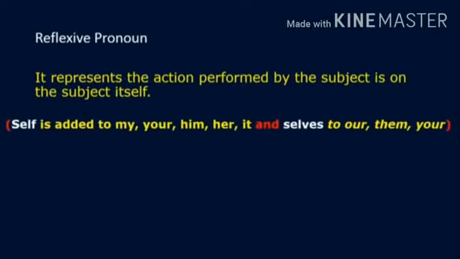When the subject does something, and if that work is reflected on the subject itself, it is called the reflexive pronoun. To make the reflexive pronoun, we need to add self for the singulars and selves for the plurals. If we add self to my, it becomes myself. If we add self to your, it becomes yourself. If we add self to him, it becomes himself. If we add self to her, it becomes herself. If we add self to it, it becomes itself. If we add selves to our, it becomes ourselves. If we add selves to them, it becomes themselves. If we add selves to your, it becomes yourselves.